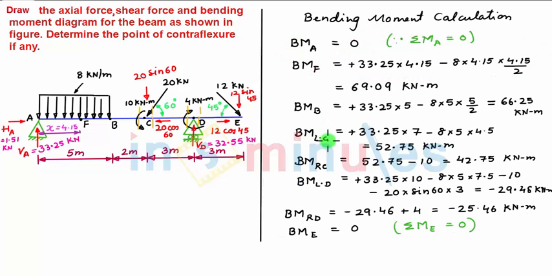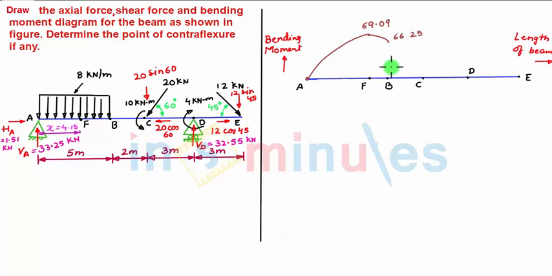Next we see that bending moment towards left of C is 52.75 kilonewton meter. So above point C, let me plot a positive bending moment of 52.75 kilonewton meter. Now between point B and C, there is no load acting, so the variation of bending moment will be linear. So let me join this point with inclined straight line.